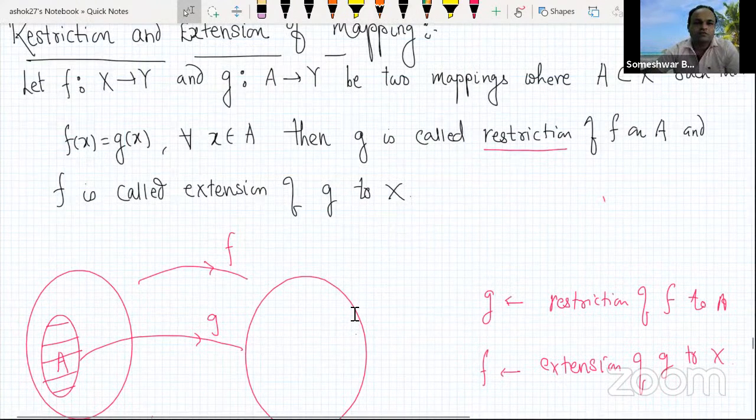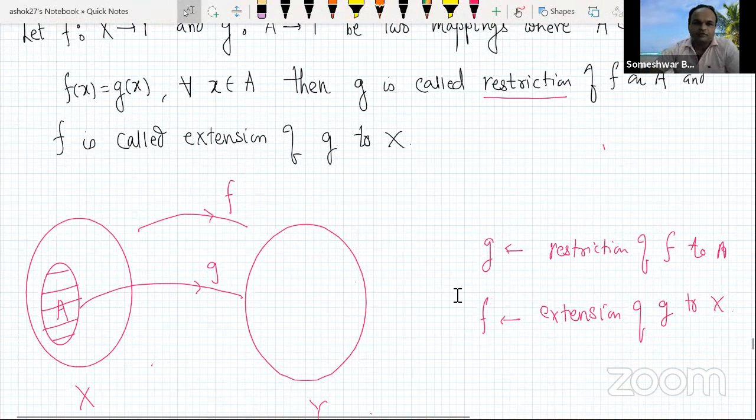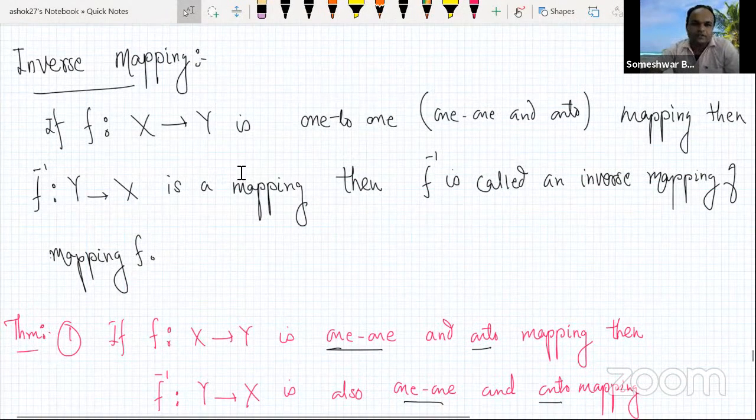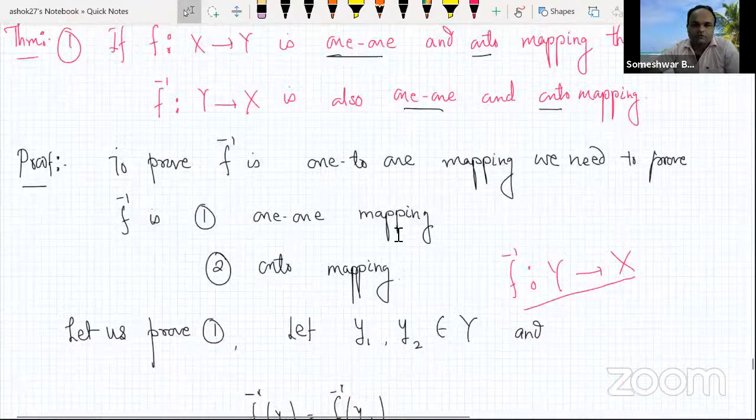Then we have seen the definition of inverse mapping. When does an inverse mapping exist for a given mapping? The initial mapping should be one-one and onto. That is the necessary condition for a given mapping. Then we have seen one theorem, yesterday, with its proof.